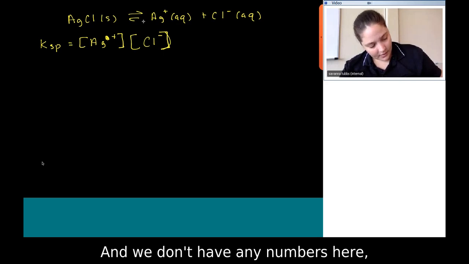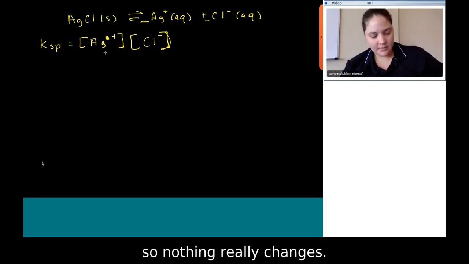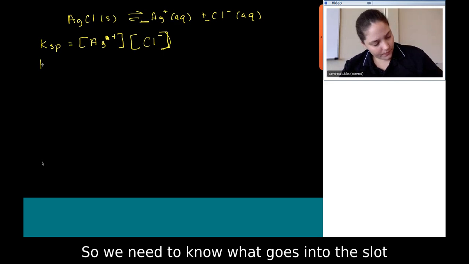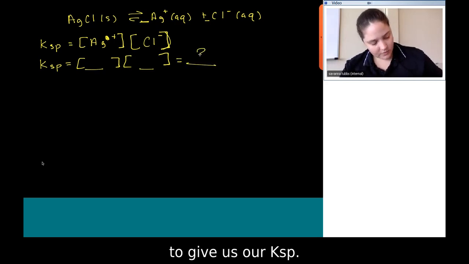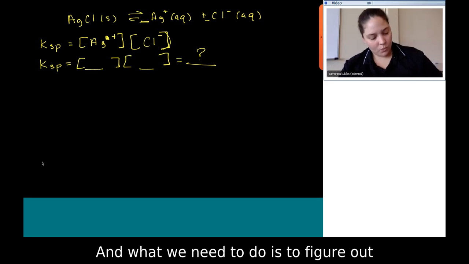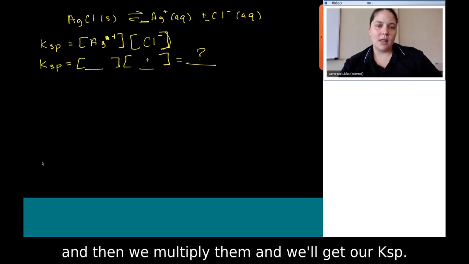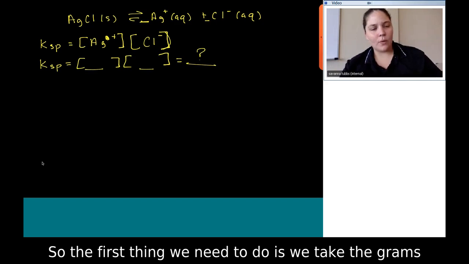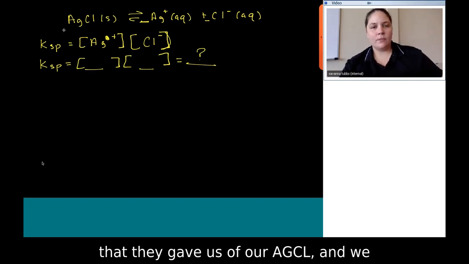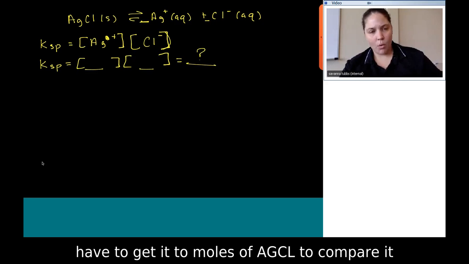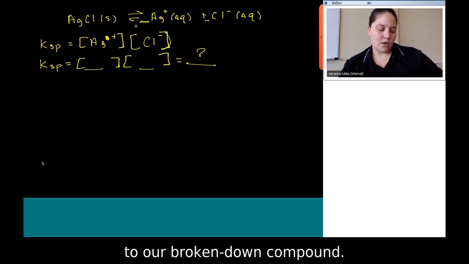And we don't have any numbers here, so nothing really changes. So we need to know what goes into the slots to give us our Ksp. And what we need to do is to figure out how many moles of these compounds we have, and then we multiply them and we'll get our Ksp. So the first thing we need to do is we take the grams that they gave us of our AgCl, and we have to get it to moles of AgCl to compare it to our broken down compound.